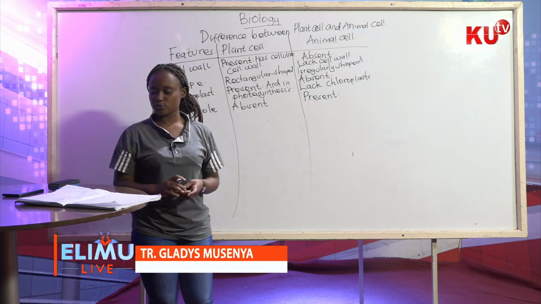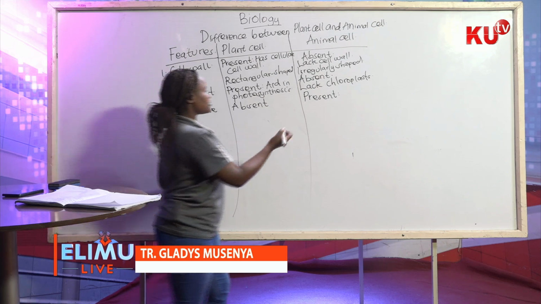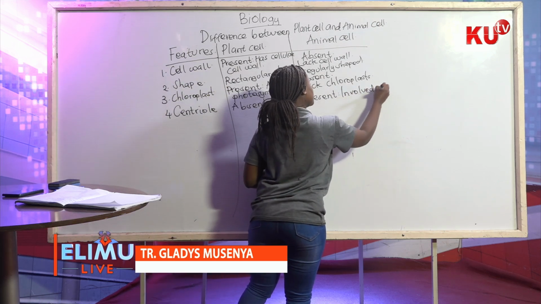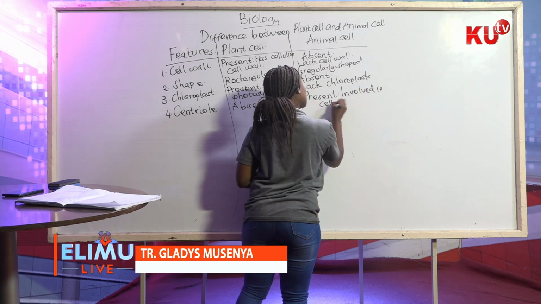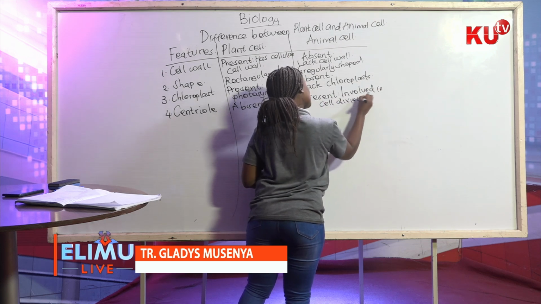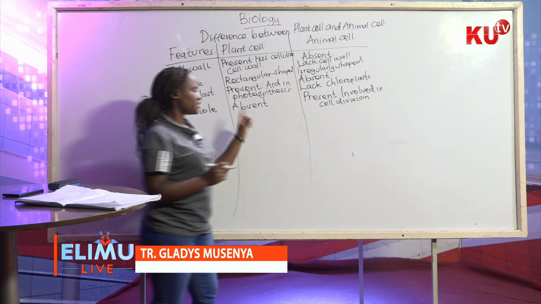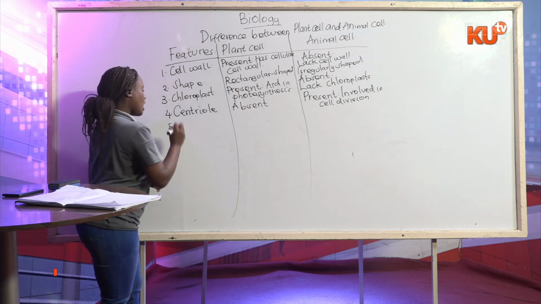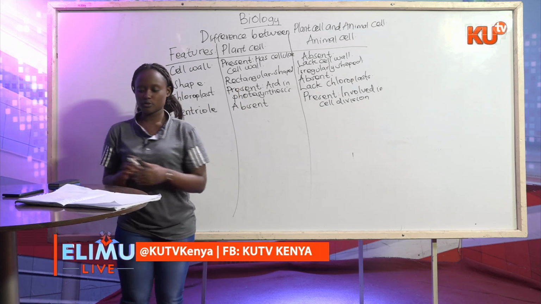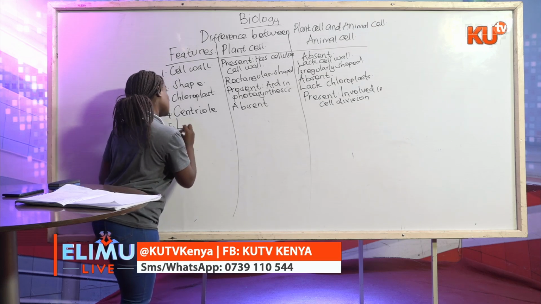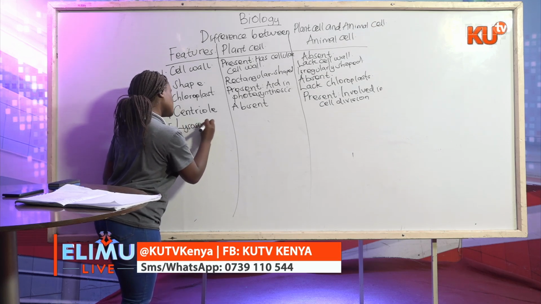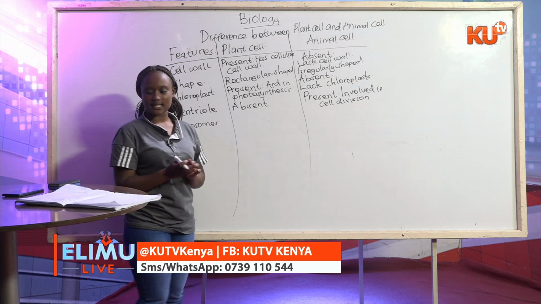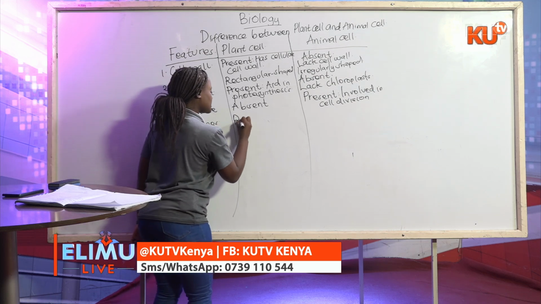It is involved in cell division. So it is present and it is involved in cell division. This one is absent. Now our fifth, we go to lysosomes. The lysosomes in plant cell are rarely present.